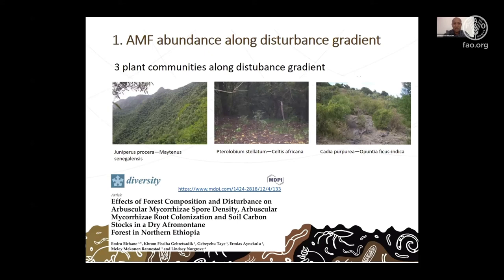So this is the paper. I put a link there that you can go and read about the details of what we found. So what we did is we tried to compare how this disturbance gradient in a small forest remnant is influencing mycorrhiza fungi. Next slide, please.